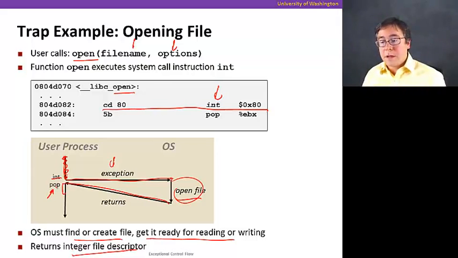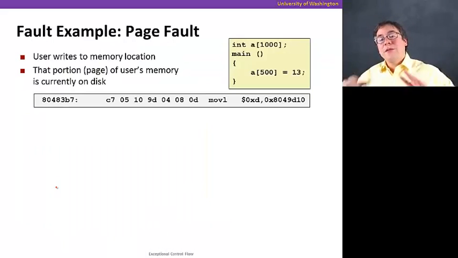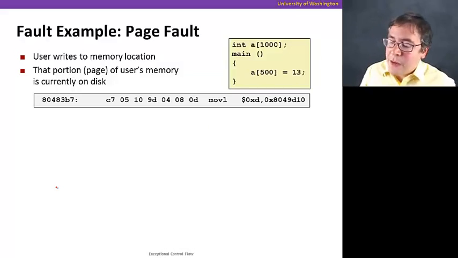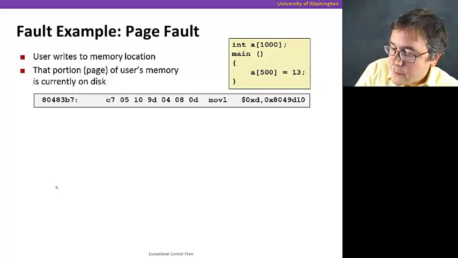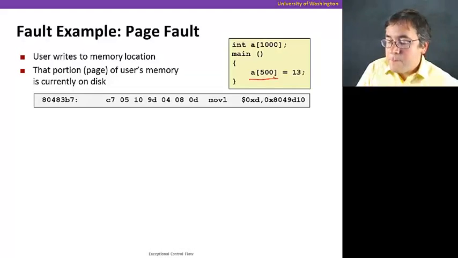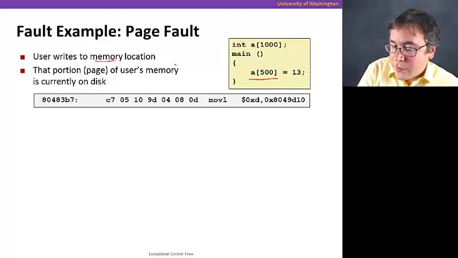Now, that was an example of a trap. Let's look at an example of a fault. Remember that a fault is an exception that happens due to something that an instruction does. So let's see what happens here. Say that you have this piece of code here. Eventually we're going to touch memory, and the user just writes to a memory location.